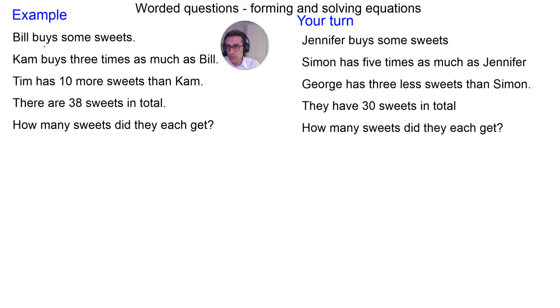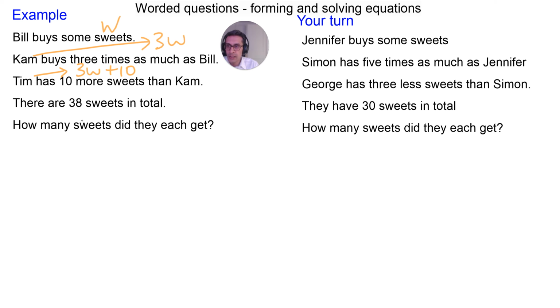So what we don't want to do is introduce lots of different letters. We're going to just focus on the sweets. We're going to call sweets W, just for no special reason, just for giggles. So if Bill has W sweets, Cam buys 3 times as many. So Cam has 3W. Tim has 10 more. So that's W plus 10. Sorry, no, that's wrong. Tim has 10 more than Cam. So that's 3W, what Cam has, plus 10. There are 38 in total.